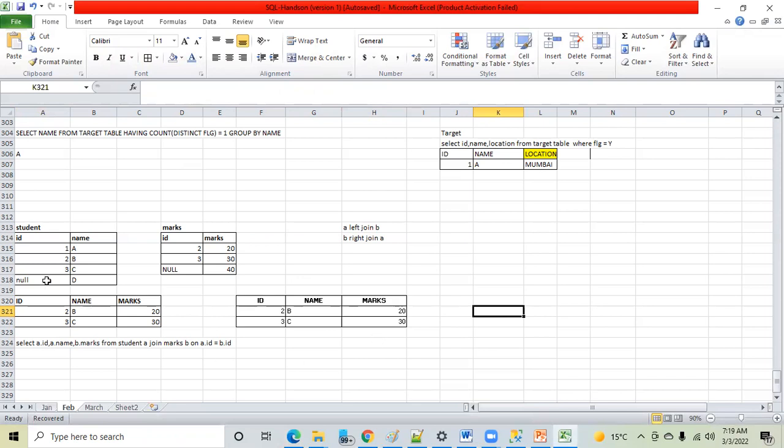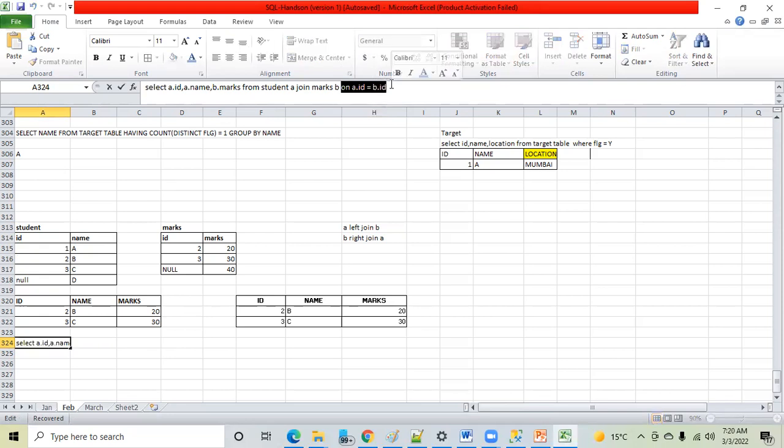Why is this ID 1 not displayed in the output? Because it has no matching value in the joining table, Marks. ID 1 is not present in the Marks table. That is why you don't have any output. And here you have explicitly mentioned that only when the joining condition is fulfilled, fetch me the data, right?